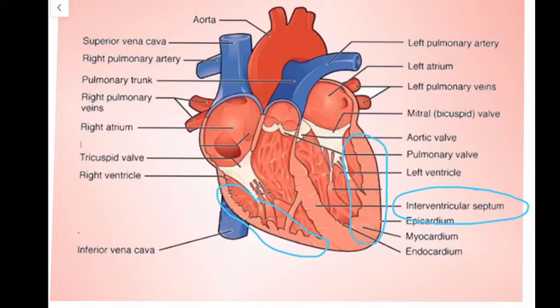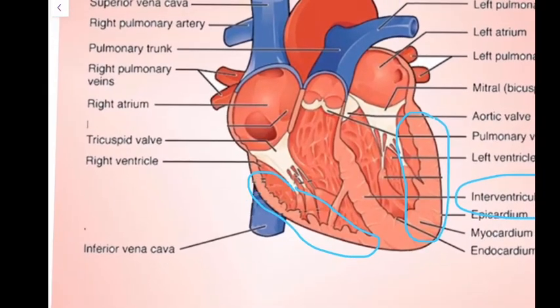And then in between the atria and ventricle there are the valves, the AV valves. These are important to maintain a unidirectional blood flow from atria to the ventricles and to prevent blood backflowing from the ventricles to the atria.